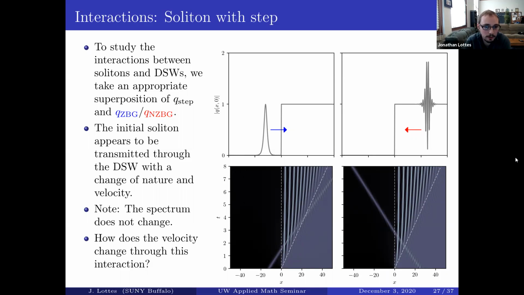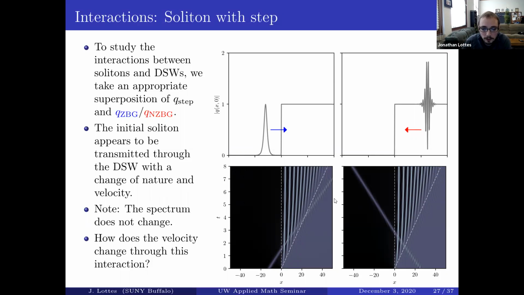We have these dispersive shock waves coming from an initial step. We have these solitons. And so how do they interact? We'll take a superposition of this Q step and either a zero background or a non-zero background soliton, and we'll send that soliton toward the DSW and see what happens. So here are two examples of that.